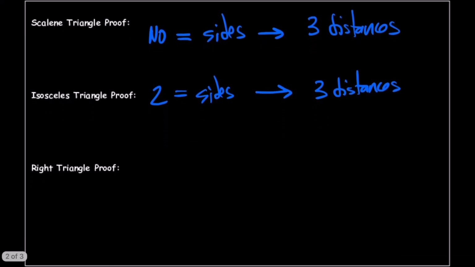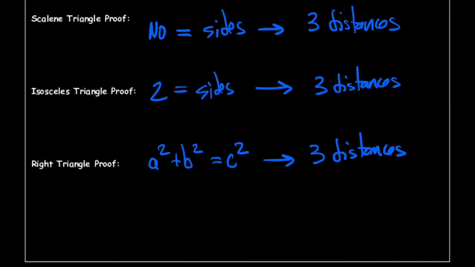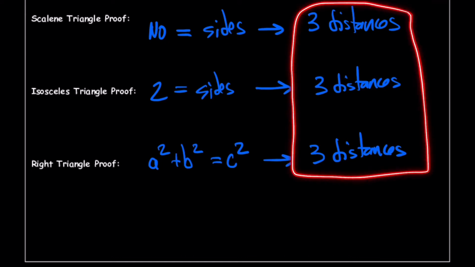Right triangle proof. What do you know about a right triangle? Well, the first thing that comes to mind is it has a right angle, and you're 100% correct. That's a little bit hard to show using coordinate geometry. We can do it, but we want to use the length of the side. So if you remember, in a right triangle, a squared plus b squared equals c squared. The reason that I like to use that method is because we can also use three distances. So if you notice, for every triangle proof, we are just going to use three distances every time.